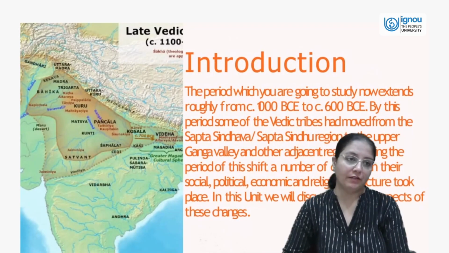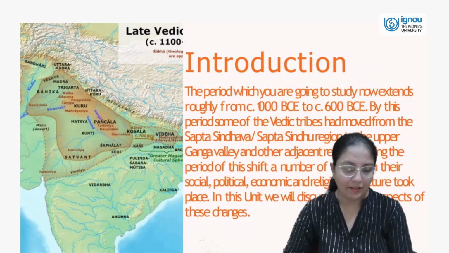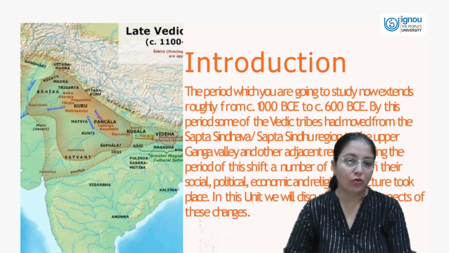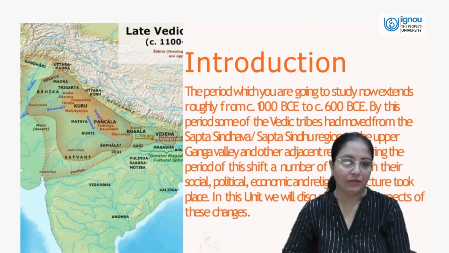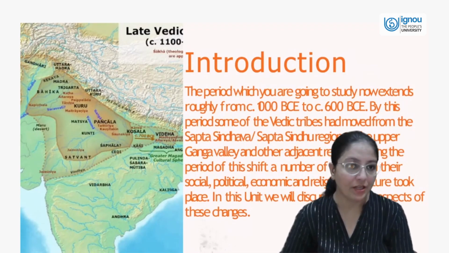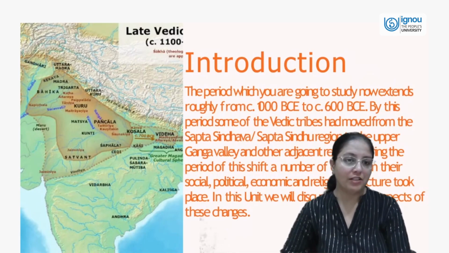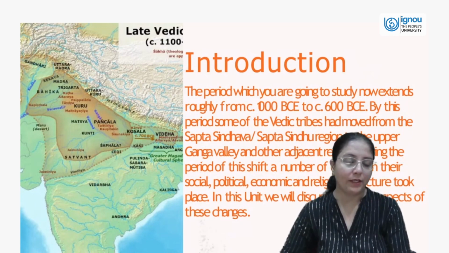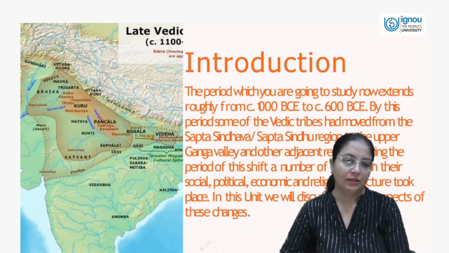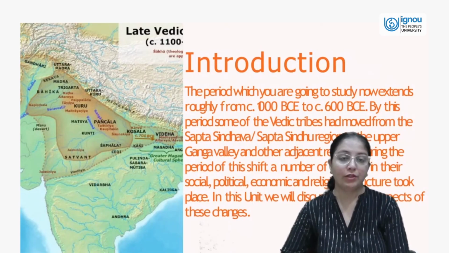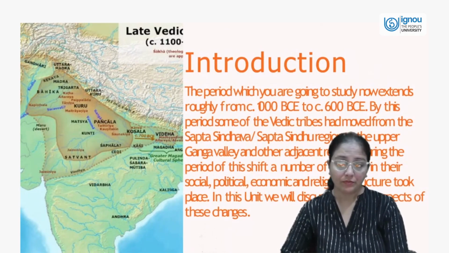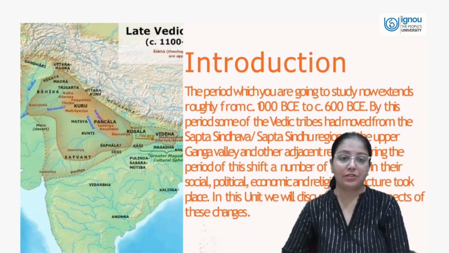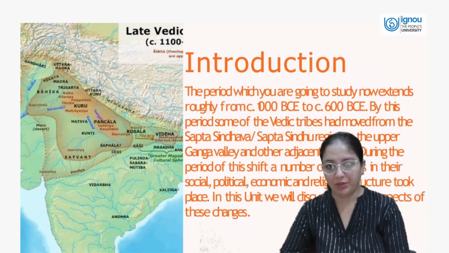The introduction of the later Vedic period. As you can see on screen, there were so many states and Mahajanpadas: Panchala, Koshala, Kuru, Videha, Magadha, Satavanta, Kalinga, Andhra. So many states were prevalent over there, as you can see on the map. And we are going to start the changes in the later Vedic period.